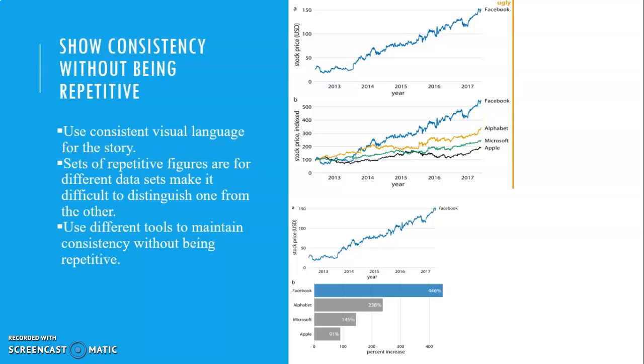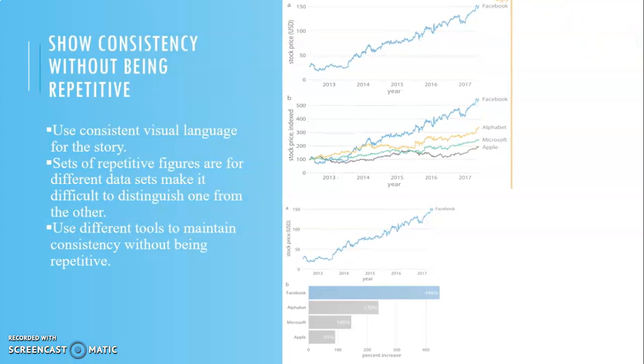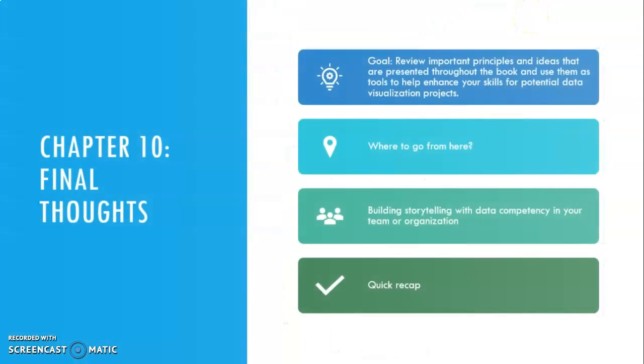However, if you look at the image below, you can see that the first step gives the stock price for Facebook, but also talks about other companies below, but in a more organized manner. You use those different tools to maintain consistency without being repetitive.